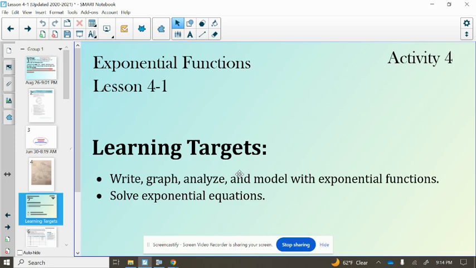Everyone, and welcome to Activity 4. Today we are going to talk all about exponential equations and using them to solve for different pieces.